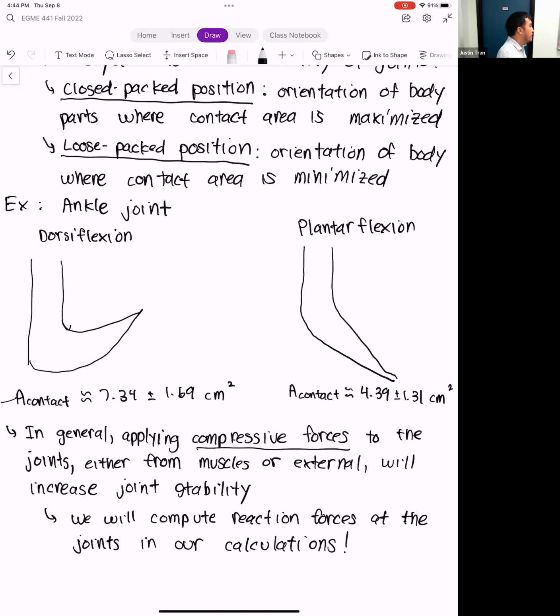Any questions on this? Okay. All right. And so that's joint stability.